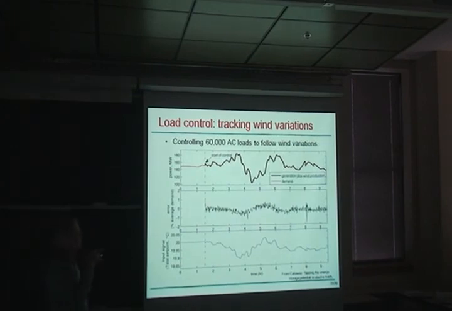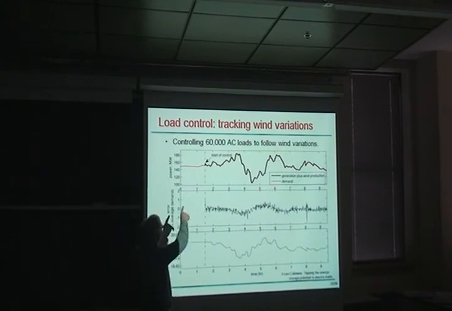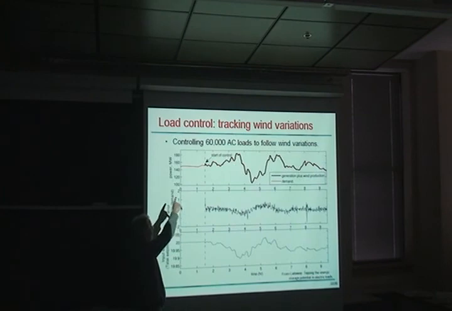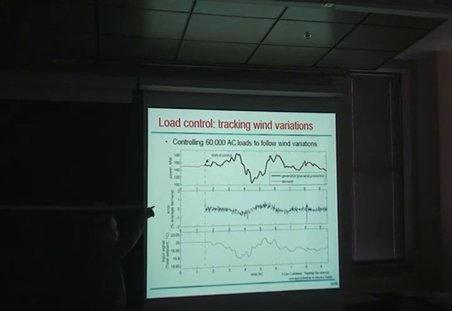This just shows, using that control strategy, an output from a wind farm in Minnesota, Buffalo Ridge, and the output from the wind farm is moving around. Using that control strategy, one is able to cause the load of the air conditioners to almost exactly follow that variation in wind. So you can levelize these faster fluctuations.